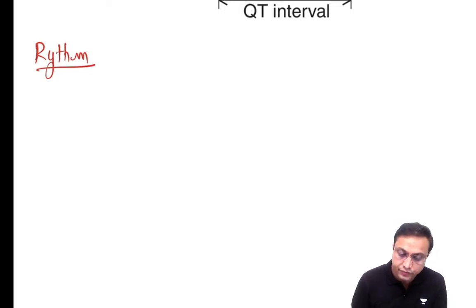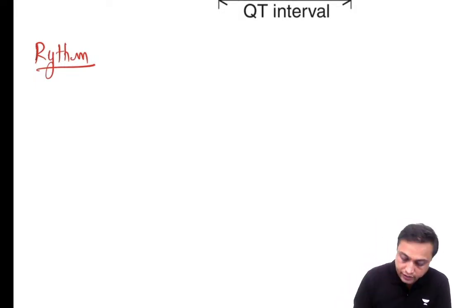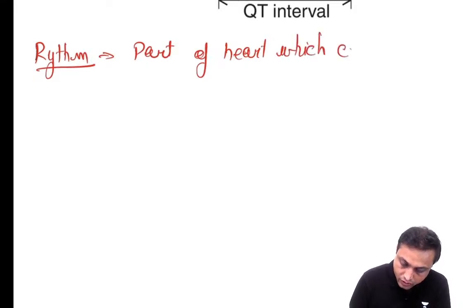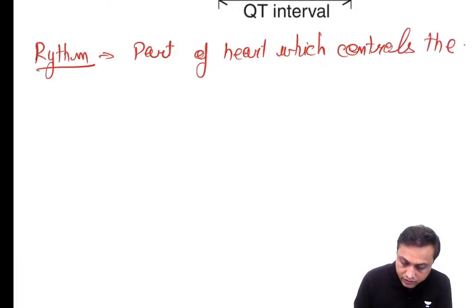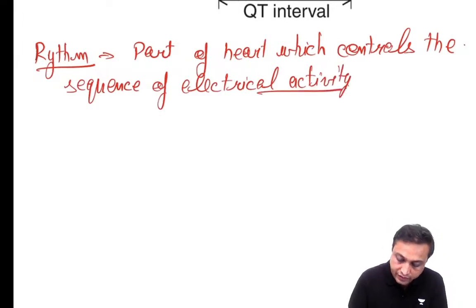Haji, what is rhythm? So basically, my dear friend, rhythm of the heart is the part of the heart which controls the sequence of electrical activity. It controls what, Veda? It controls the sequence of the electrical activity.